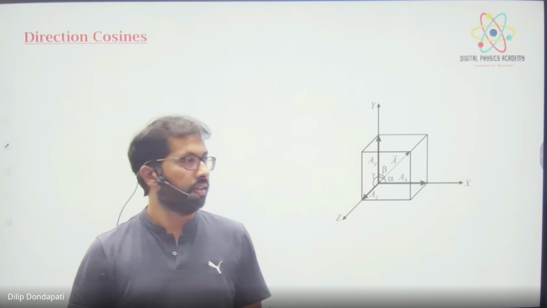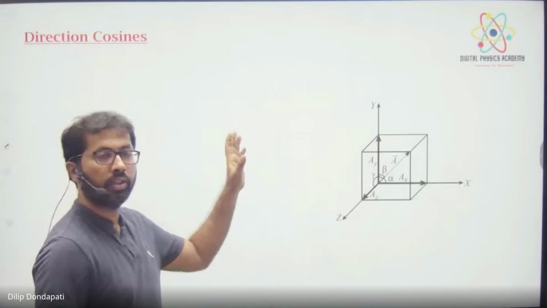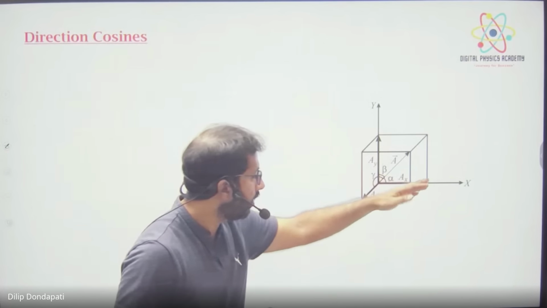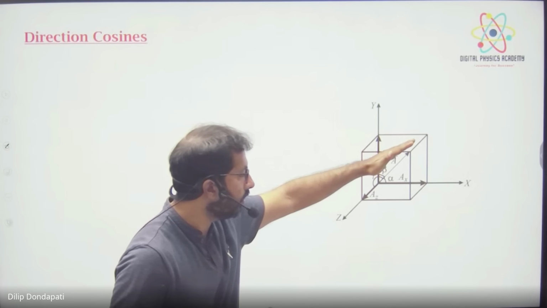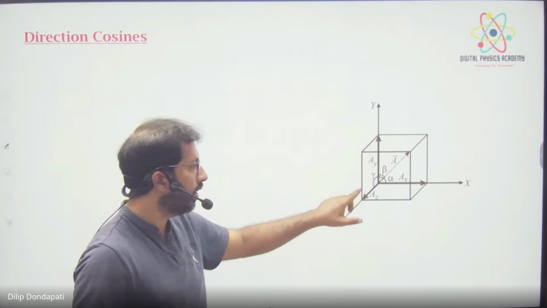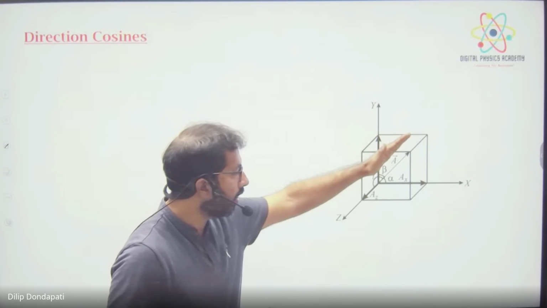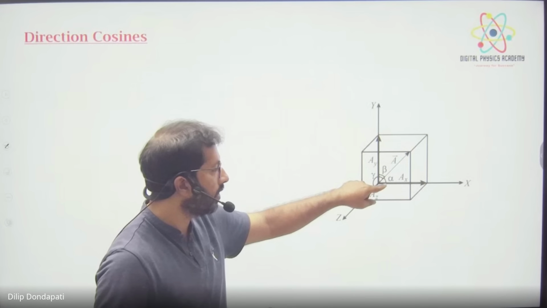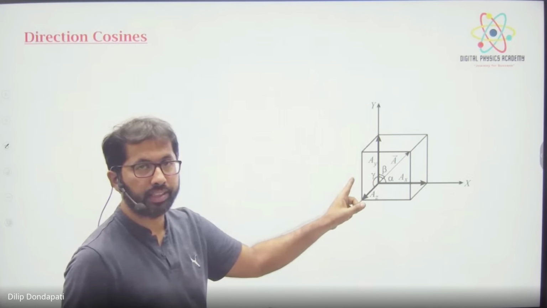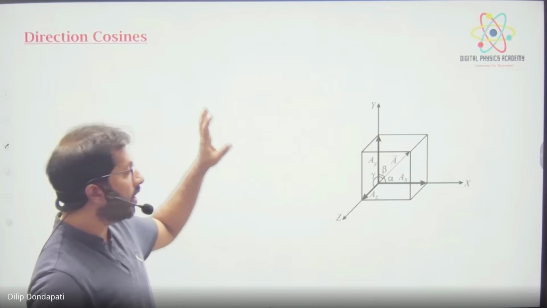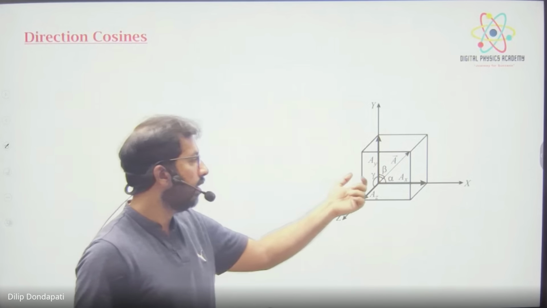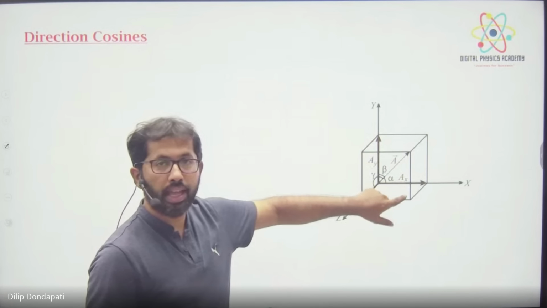Okay. So last class we did direction cosines. What is a direction cosine? If we resolve vector A along the x, y and z directions, we get ax, ay and az. Alpha is the angle along the x axis, beta is the angle along the y axis, and gamma is the angle along the z axis. Direction cosine is nothing but cos alpha, and cos alpha is adjacent by hypotenuse, ax by a.